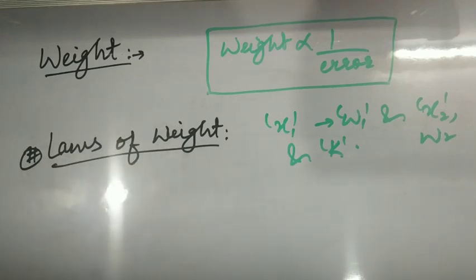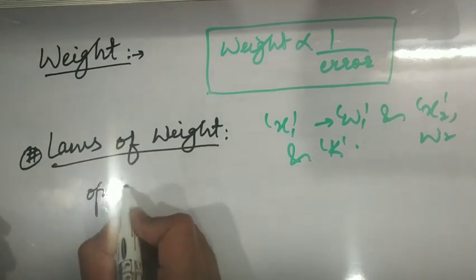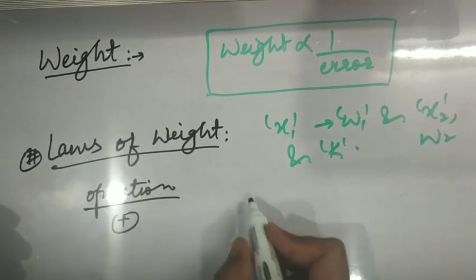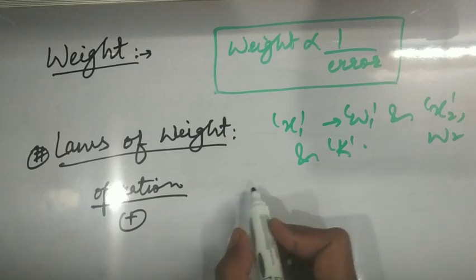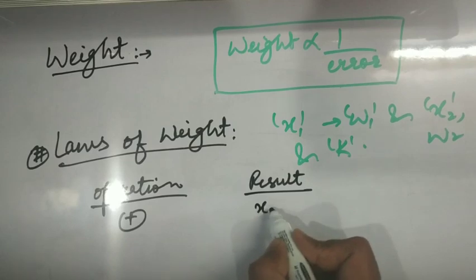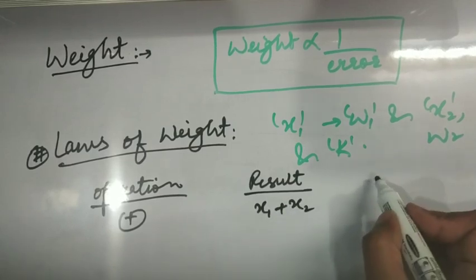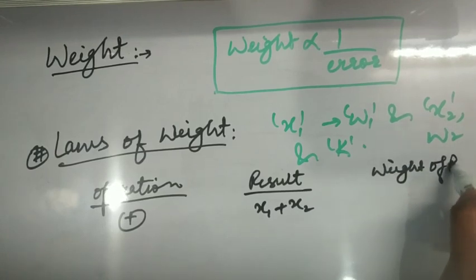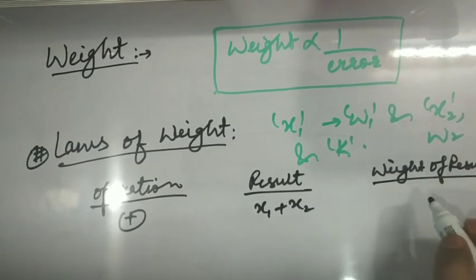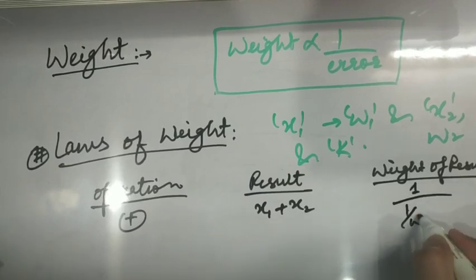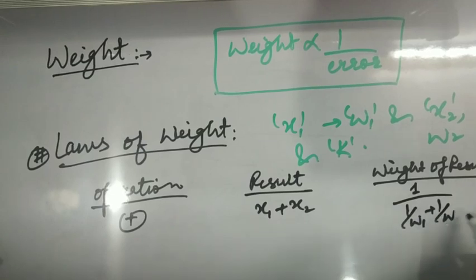If I use the operation here, I will write the operations. First is addition, and here is the result. So for two quantities, addition will be simply x1 plus x2. Now remember this, the weight of the result will be 1 upon (1 by w1 plus 1 by w2).